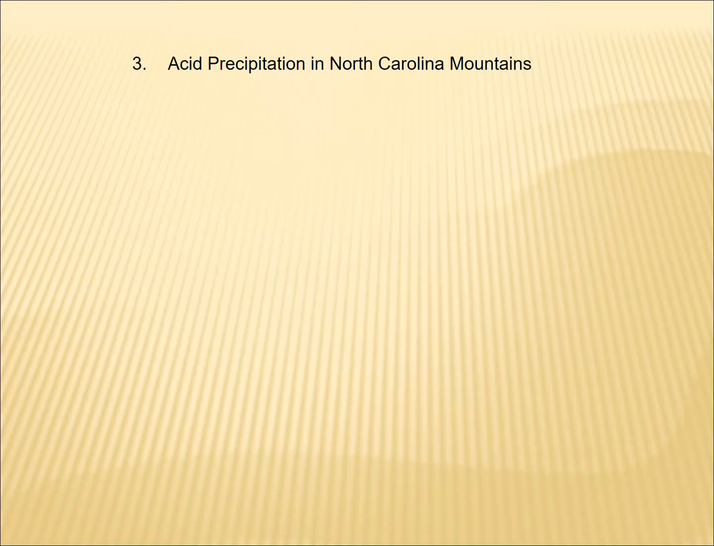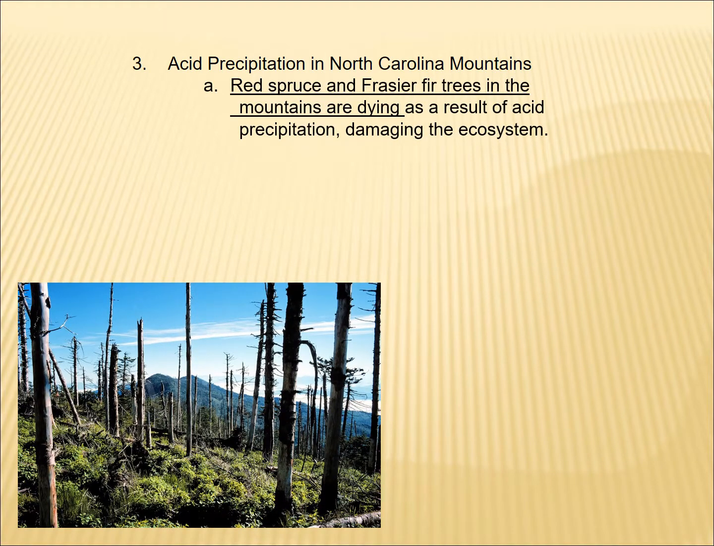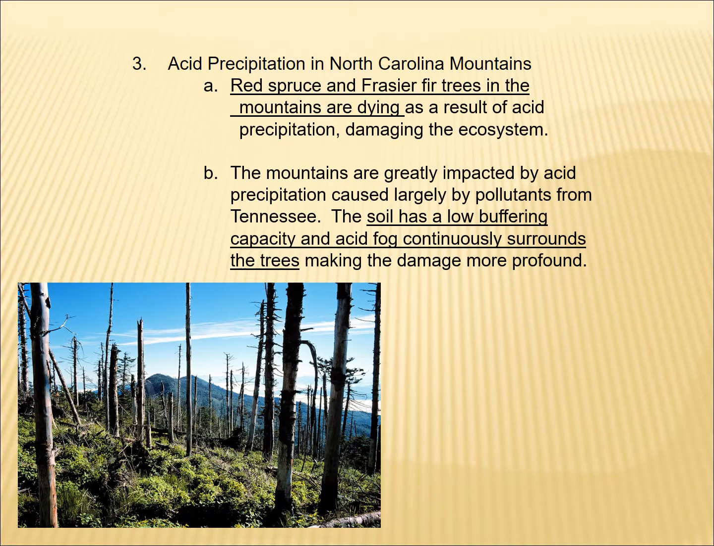All right, how does this affect North Carolina? The red spruce and Fraser fir trees in the mountains are dying because of acid rain, and that damages the ecosystem. And the mountains are especially affected because the soil has such a low buffering capacity. That's the ability to resist changes in pH. And in the mountains, it's called the Great Smoky Mountains because of the continuous fog. So we have an acid fog, and that makes the damage even worse.